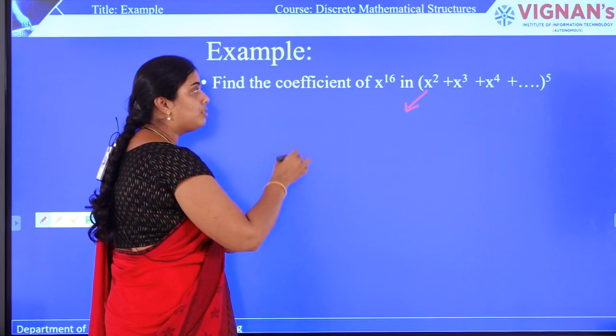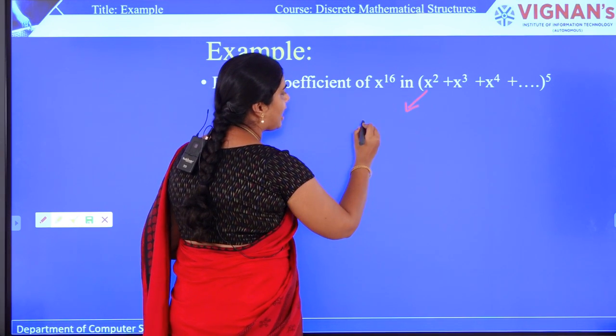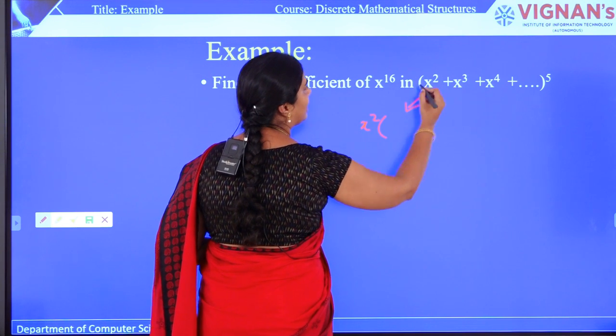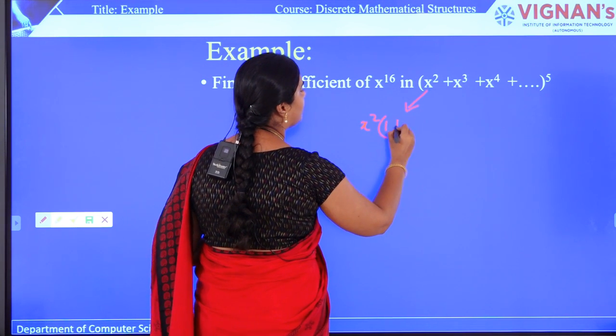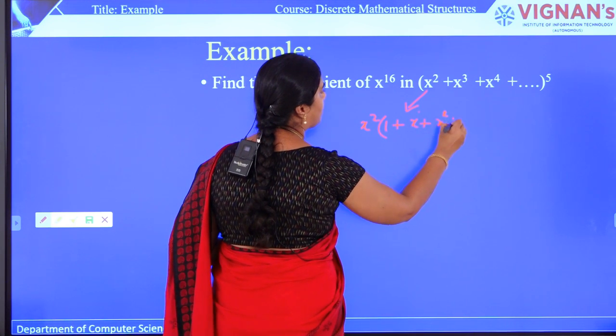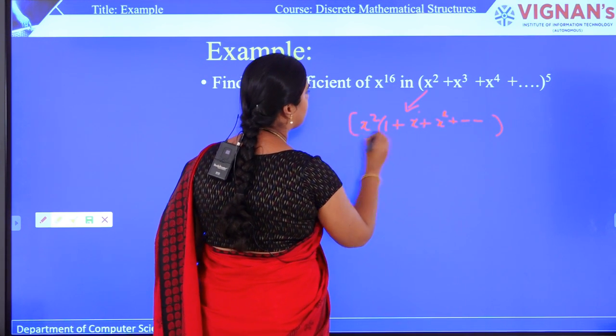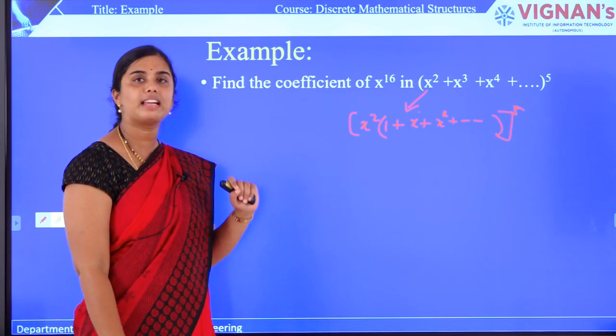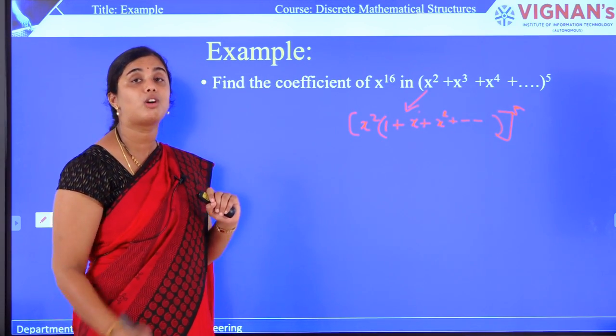We can reduce this one like, first we will take x square as common from this term. If I take x square as common, then I can write 1 plus x square plus so on, and this raised to the power of 5. Why have I taken x square as common? Why not x cube as common?